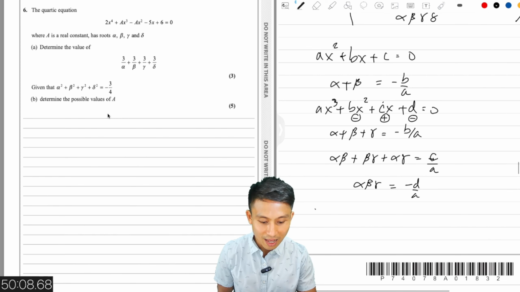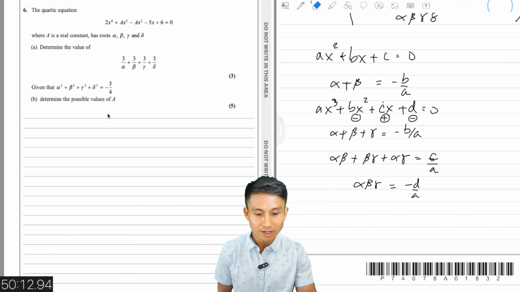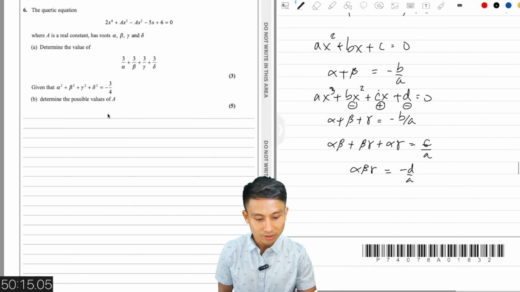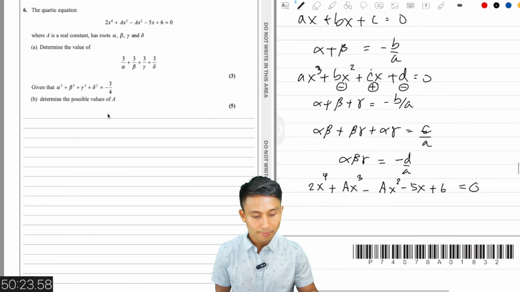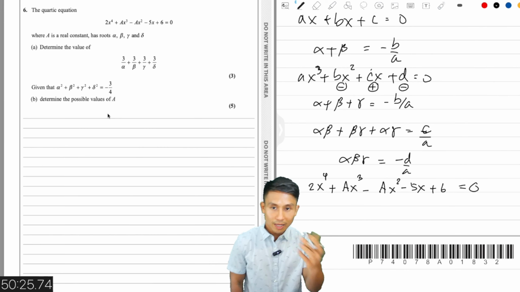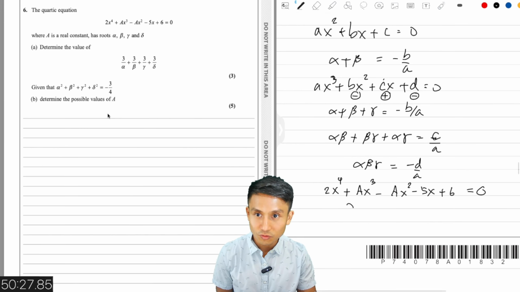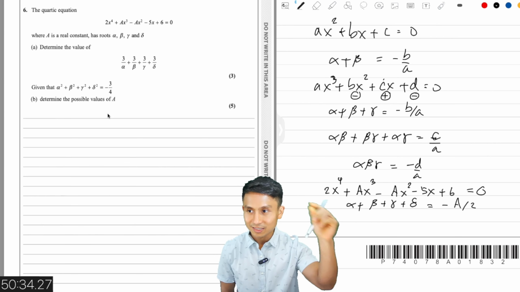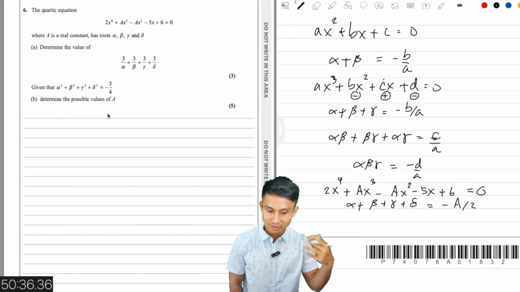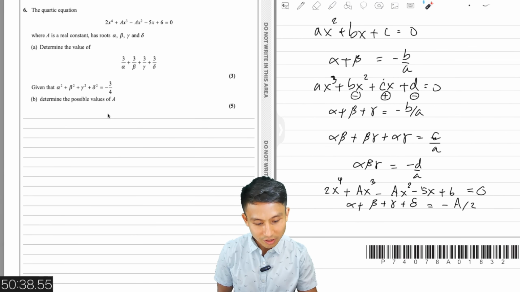I'm just saying that for the quartic equation, now we're going to take the actual form of this question using 2x to the 4 plus ax to the 3 minus ax to the 2 minus 5x plus 6 equals 0. Again, you're going to have the sum of all the roots, alpha plus beta plus gamma plus delta, being again minus a over 2, which is minus the second term divided by the first term. Still the same. But you're going to now alternate.